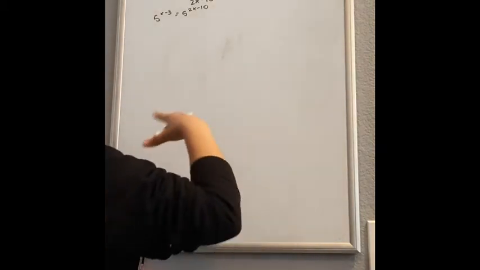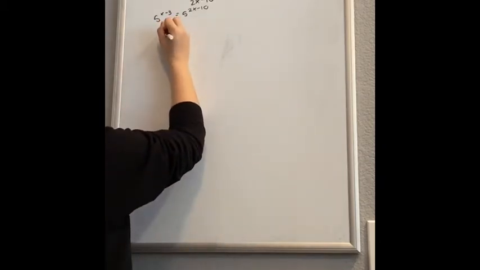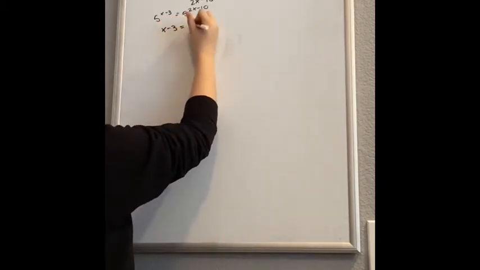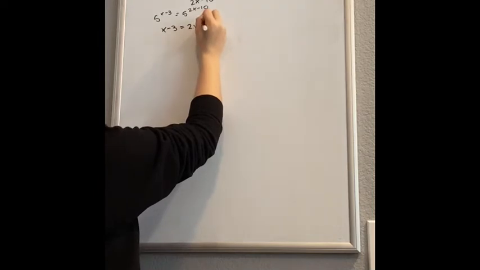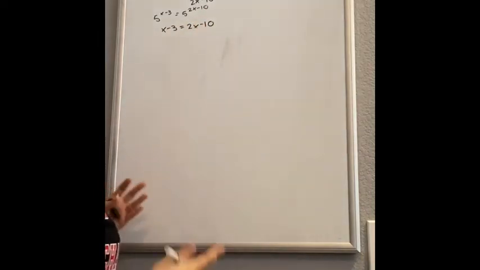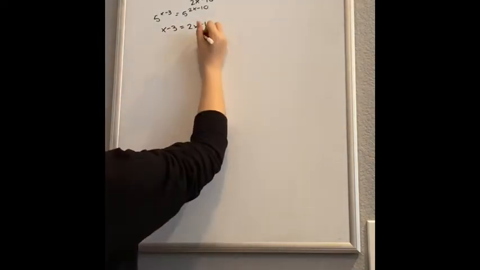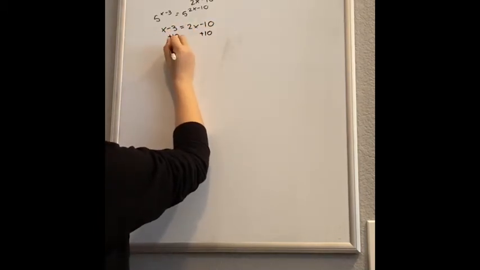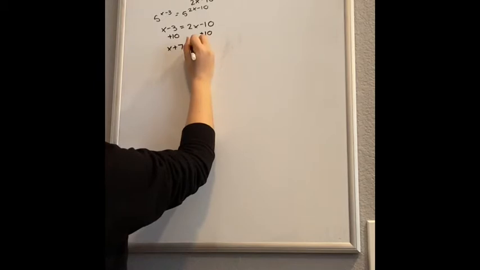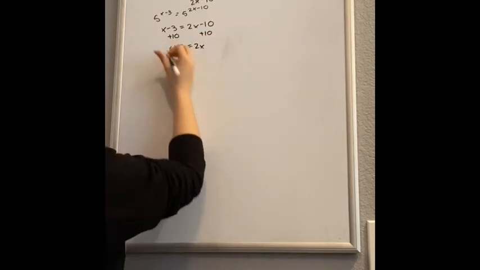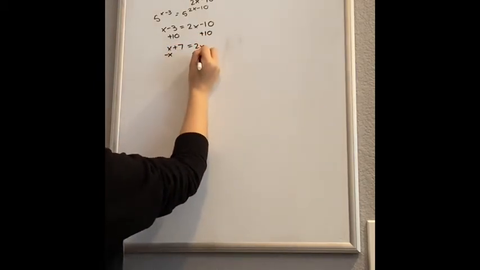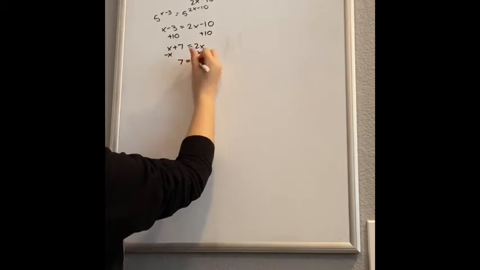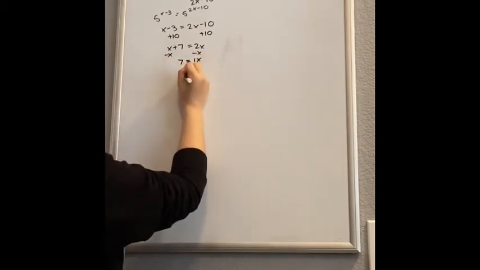So now that the bases are the same, what we can do is get rid of the bases. So you get x minus 3 equals 2x minus 10. And then we solve from there. So we would add 10 to both sides. You get x plus 7 equals 2x. And then subtract x from both sides. You get 7 equals 1x. So x equals 7.